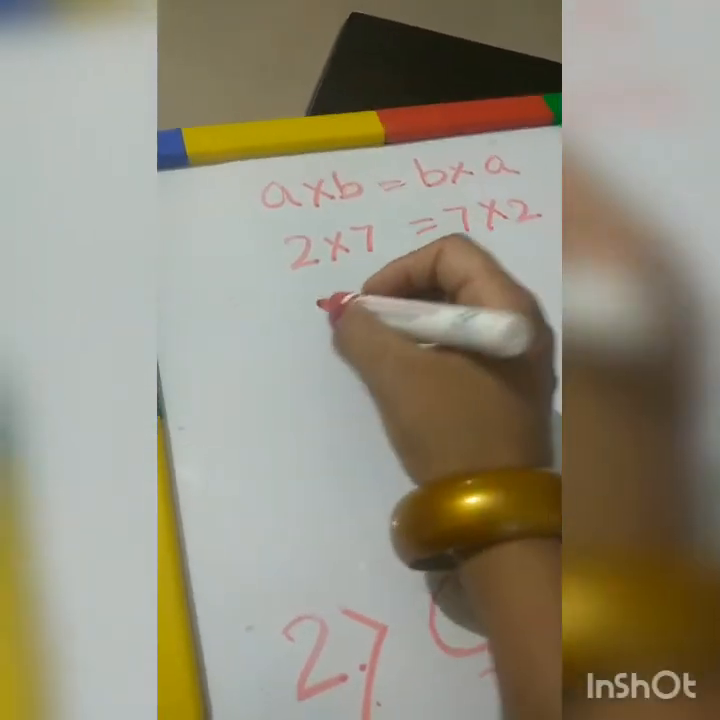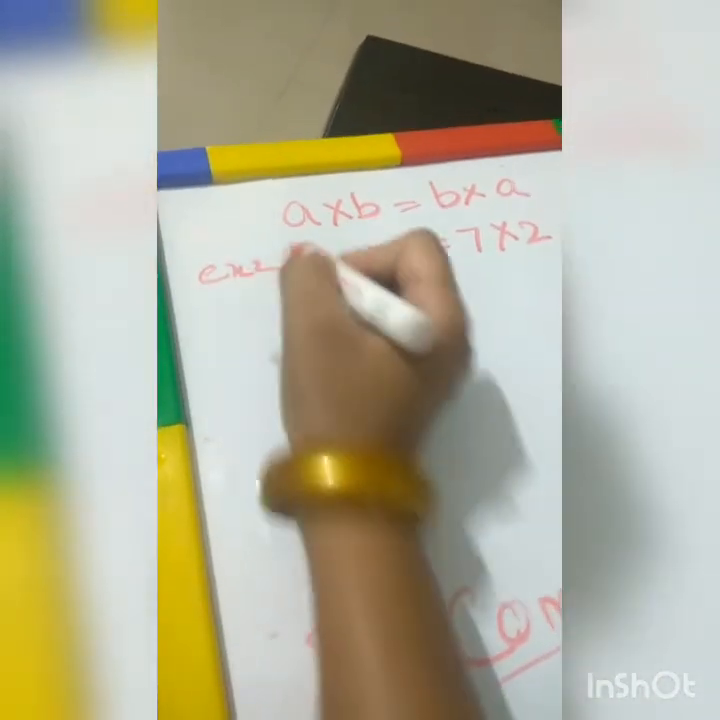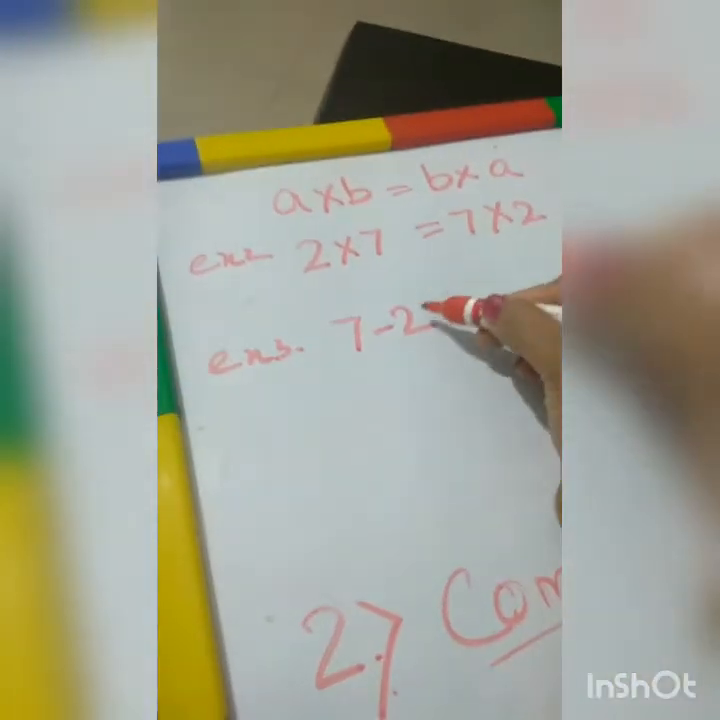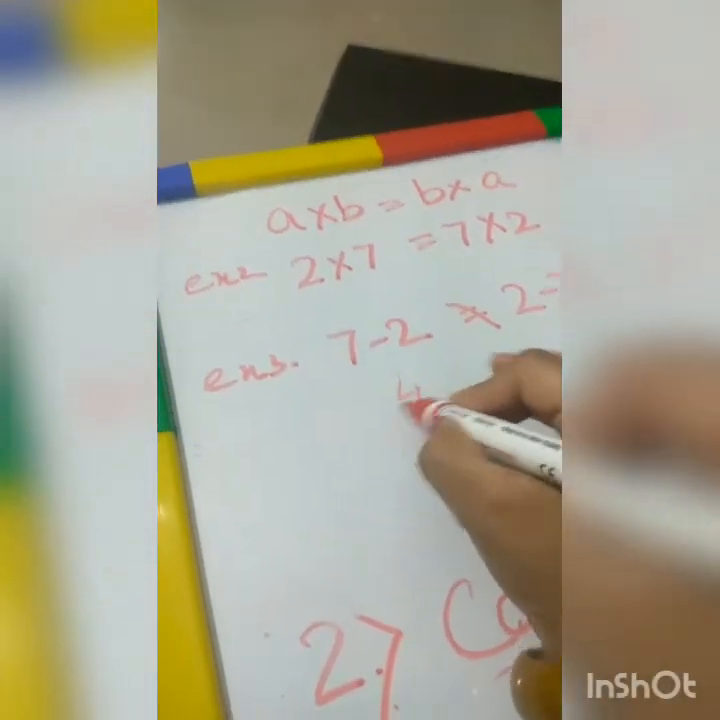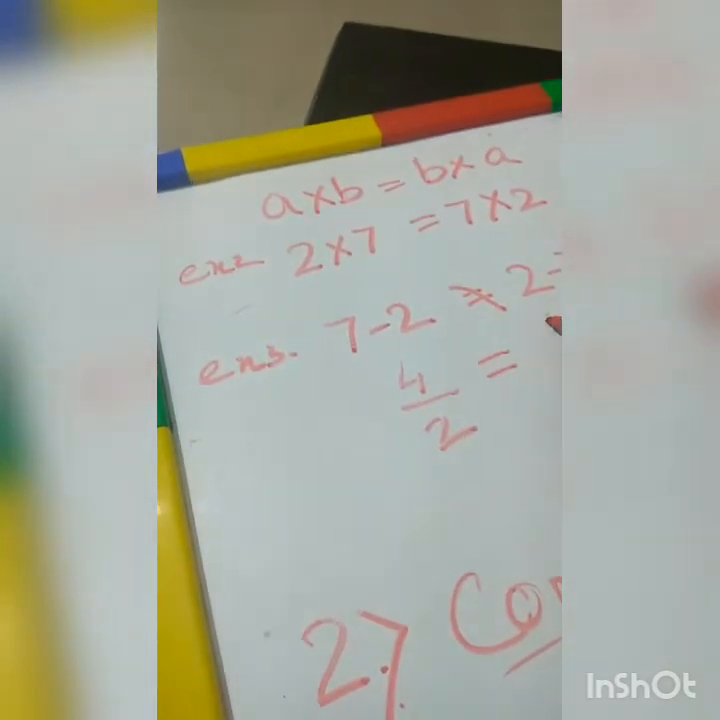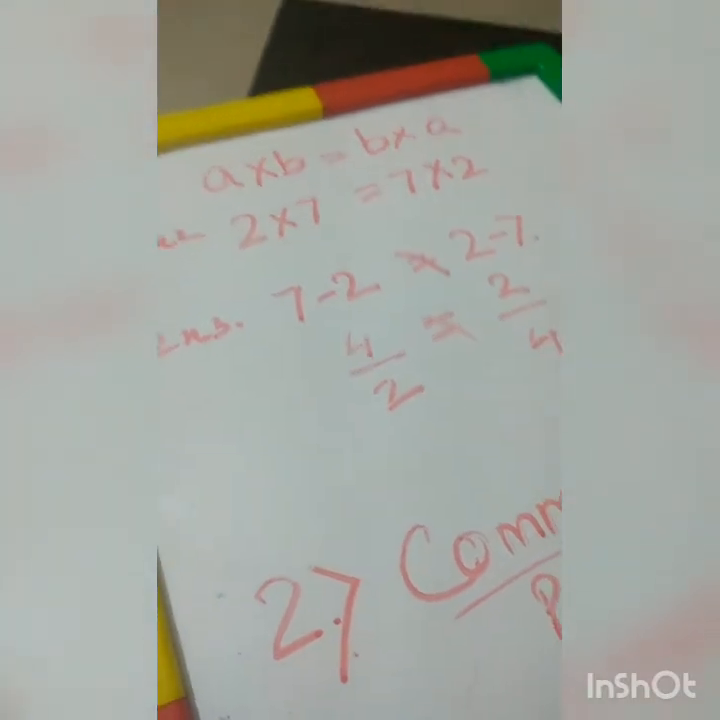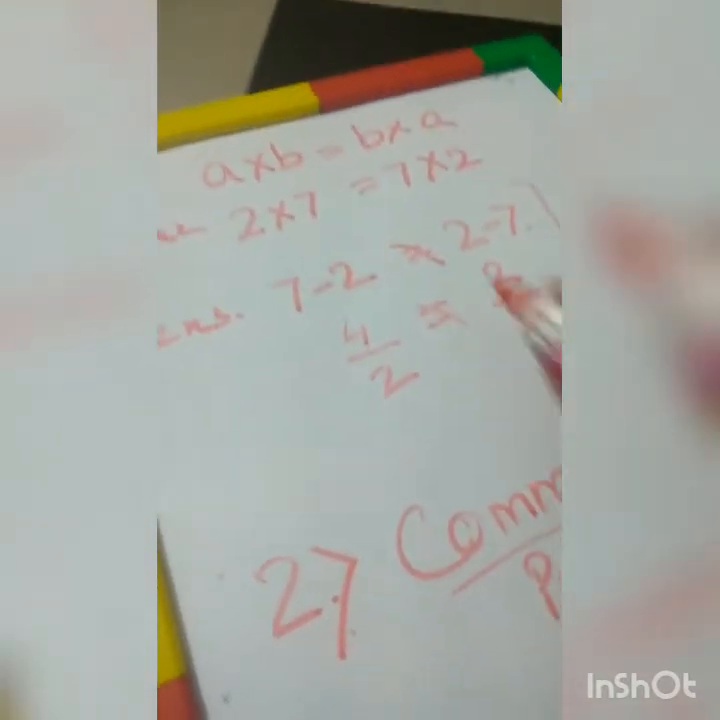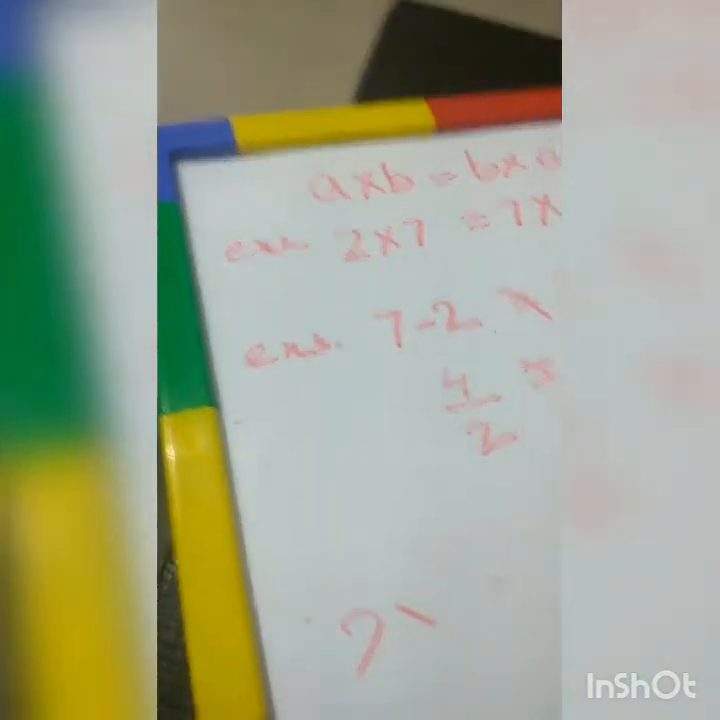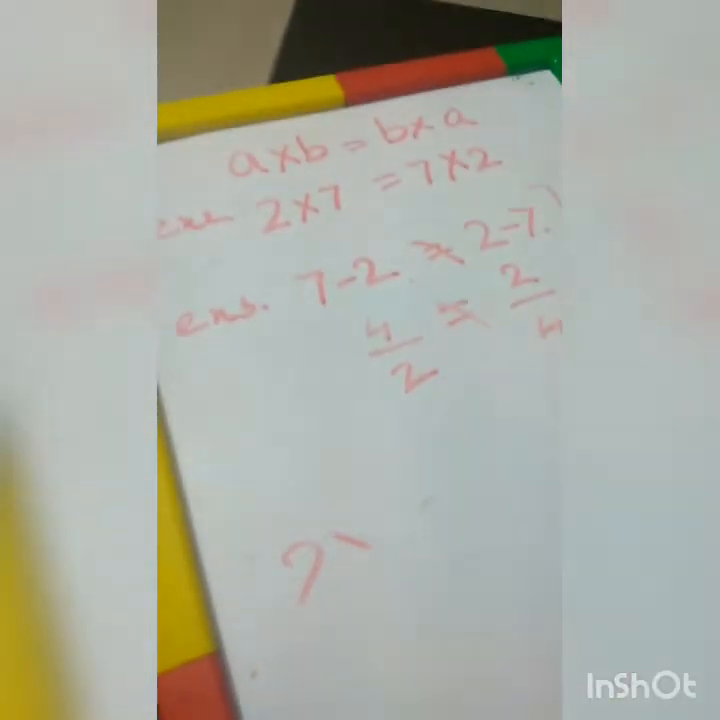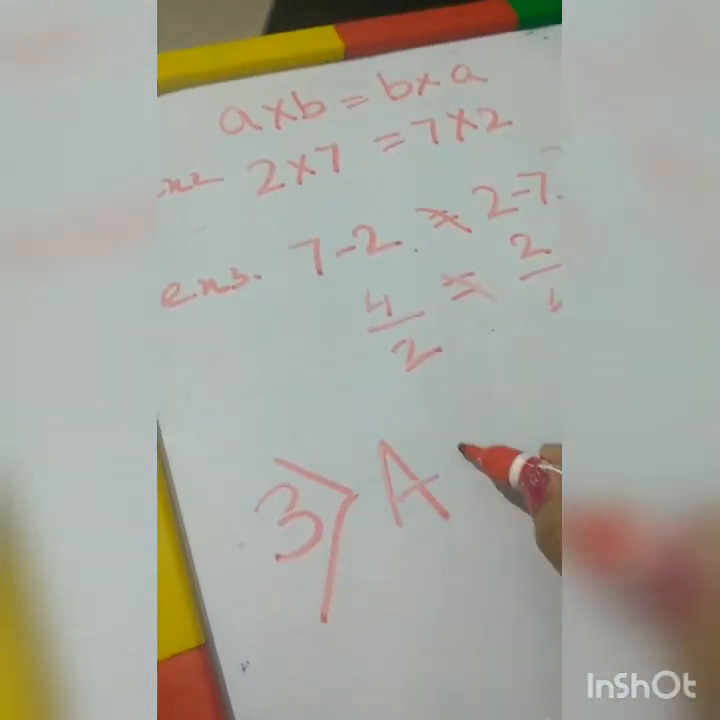But we will see the difference, the subtraction. 7 minus 2 is not the same as 2 minus 7. Similarly, 4 divided by 2 is not the same as 2 divided by 4. This gives me different answers. So subtraction and division are not commutative. Now after this we will study the third property, which is called the associative property.